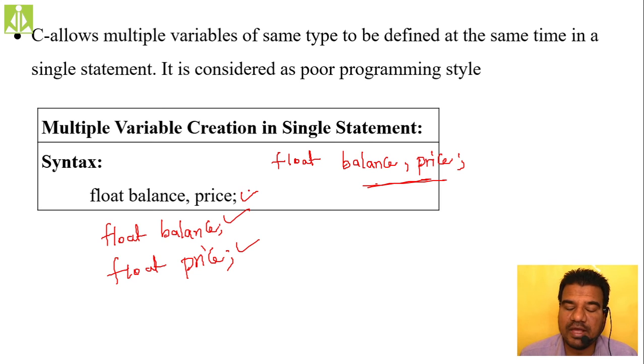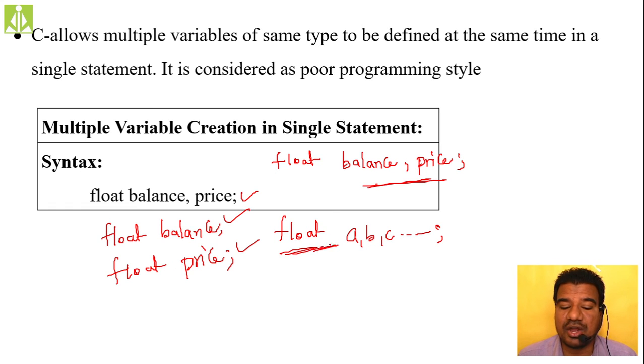Multiple variable declaration, not only two, you can declare multiple, like a comma b comma c and so on. You can declare any number of variables you want in your program simply by separating with a comma separator, if they are of same type.